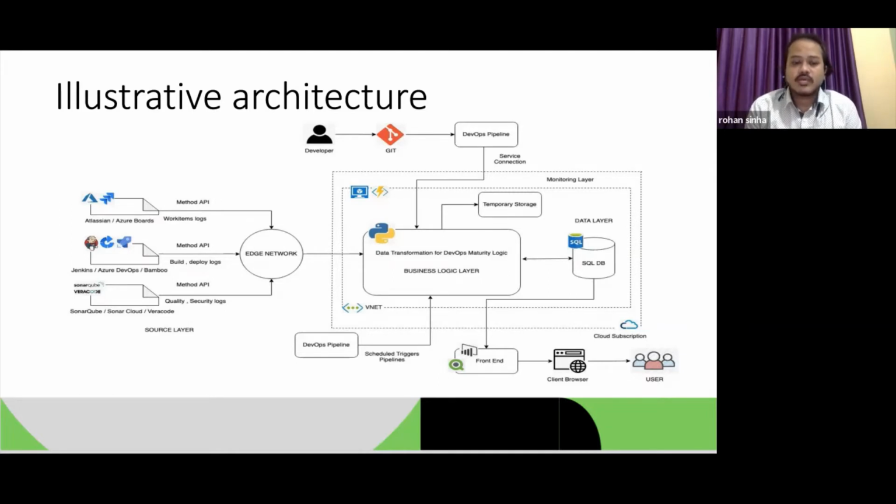And for the quality and security logs, we have SonarQube and Veracode, which are the automated tools. This can also be integrated with any other custom tool in a flexible way if required. Now, using an edge network, considering the portfolio has a private network, we might have to consider passing to the edge network, and the architecture has to be developed in such a way that the logs are passed in a seamless way through the virtual network.